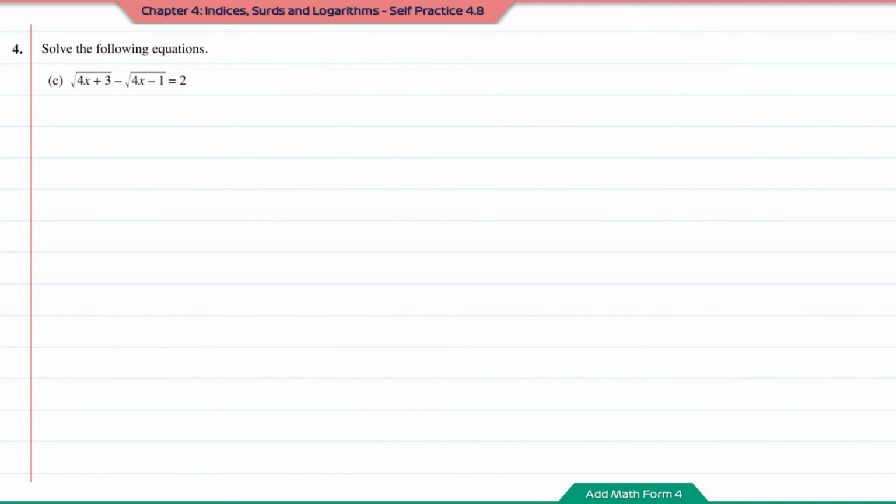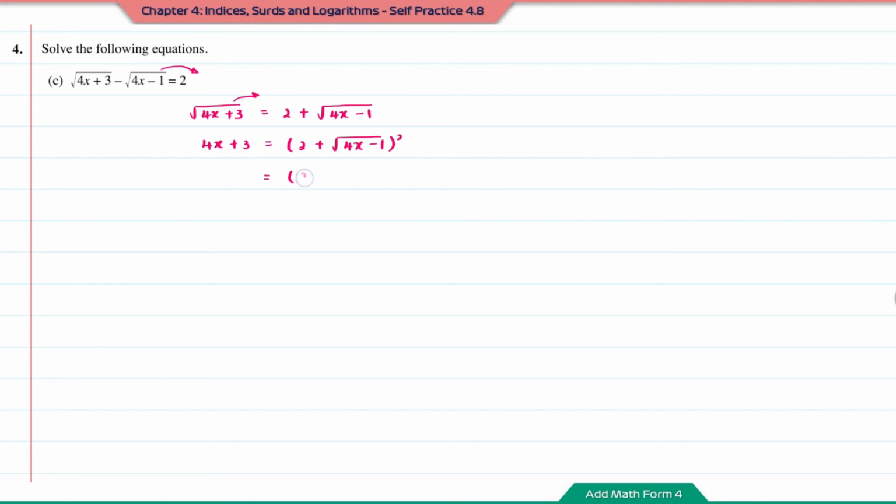Question 4c. So first, I'm going to move this minus square root 4x minus 1 to the right hand side. Therefore, you're going to get square root 4x plus 3 equal to 2 plus square root 4x minus 1. So next, I'm going to square both sides, the same meaning. So here you're going to have bracket 2 plus square root 4x minus 1, squared.